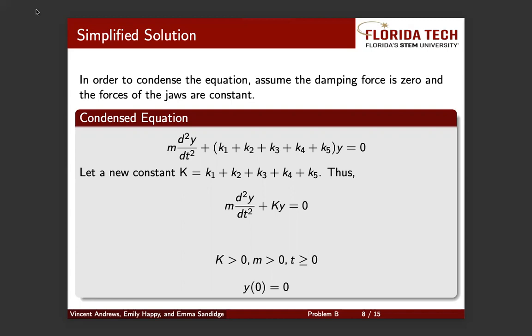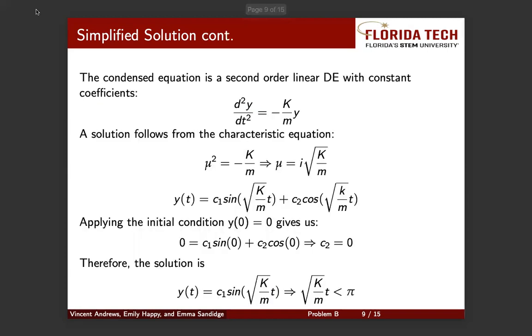So the condensed equation is as follows, with the capital K equal to the summation of the individual muscle forces K1 through K5. So the differential equation is simplified into a second order linear differential equation that can be solved using the shown characteristic equation. So the following characteristic equation shows that mu squared is equal to negative k over m. So the chosen solutions will be sine and cosine functions.